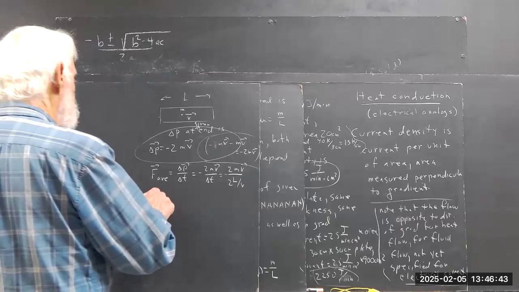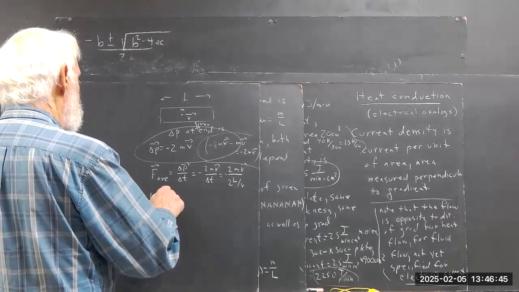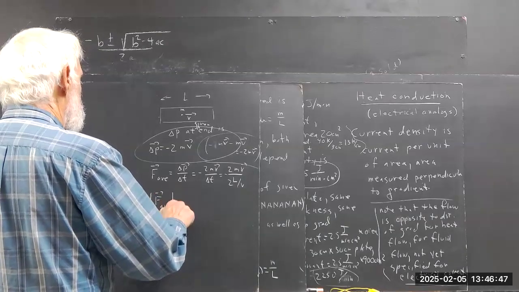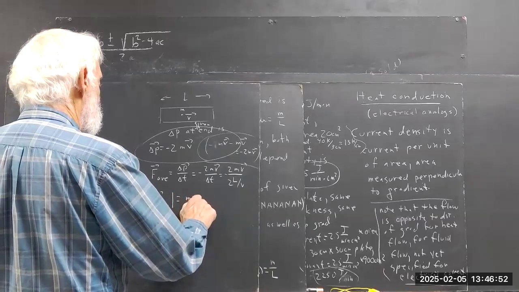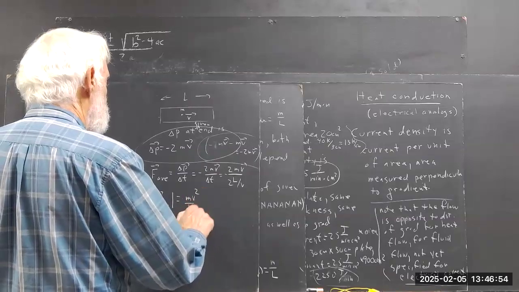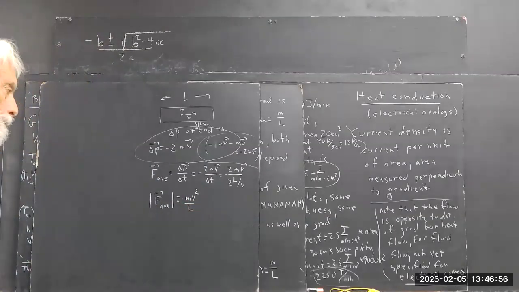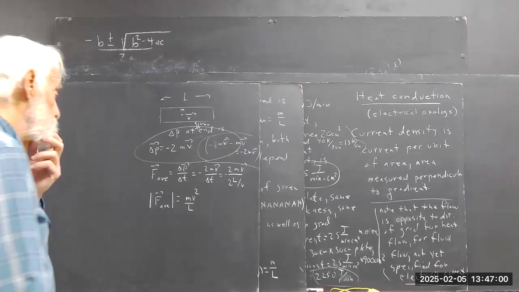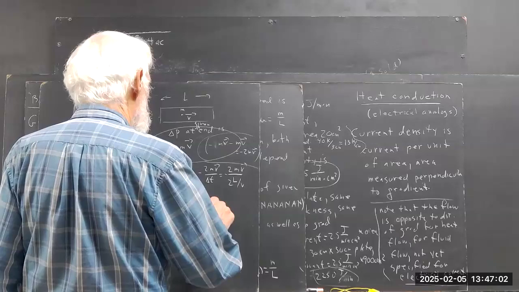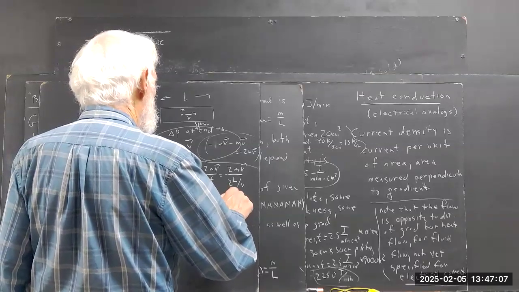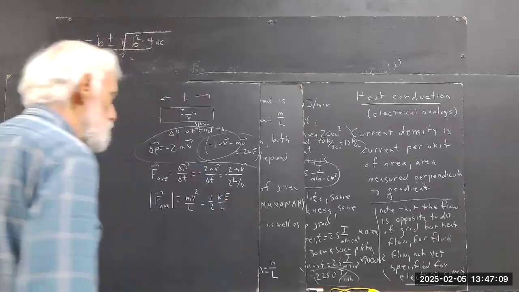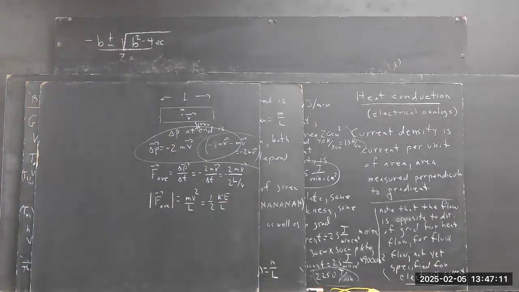So that the magnitude of the average force is mv squared over L. Which is 2 times the kinetic energy over L.